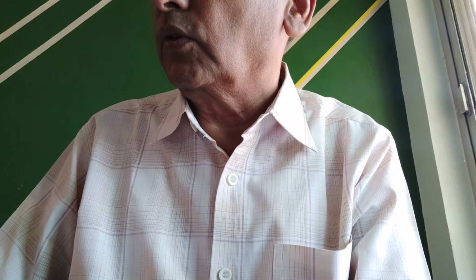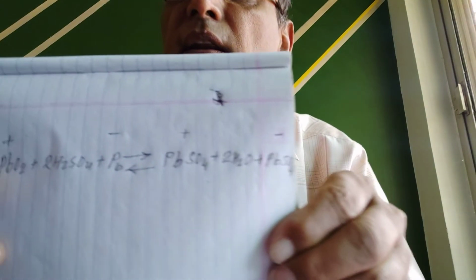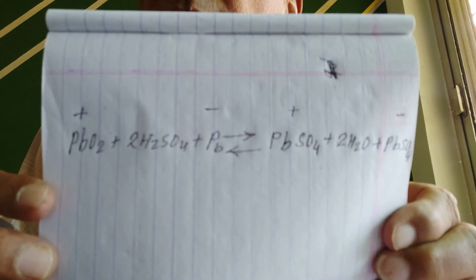On both the electrodes there is a formation of sulfate, that is PbSO4 on the positive plate, then it releases water, H2O, then on the negative plate also it forms PbSO4. So this is the equation in which this is the positive plate and this is the negative plate.